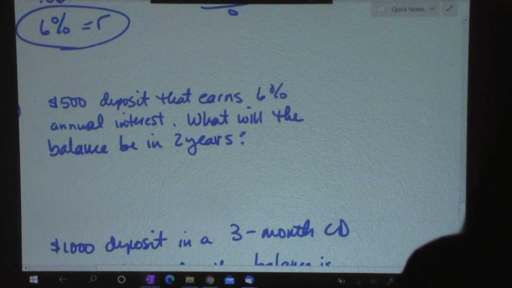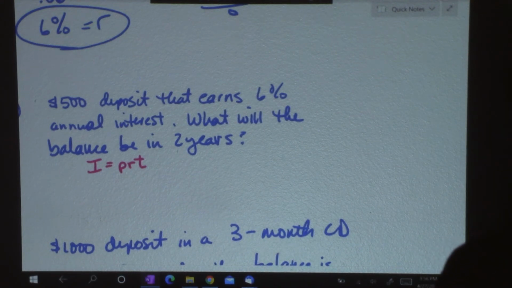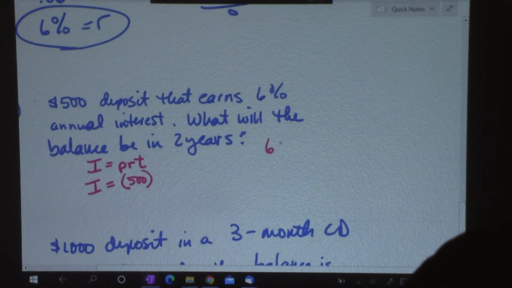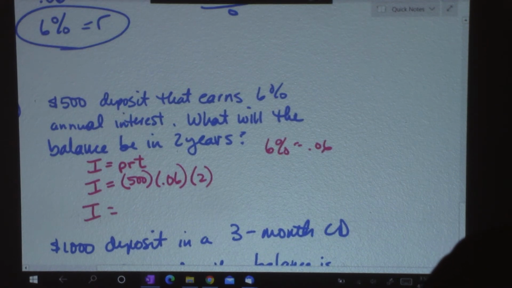Okay, so let's see. I've got I equals PRT, and I'm trying to find the balance. So first, I know I have $500, and what I'm missing is the interest. So I want to find the interest. So I'm going to solve for I, and my principal is $500. 6% becomes 0.06, and my time is 2 years. And when I work that out, I get $60. So my interest is $60.